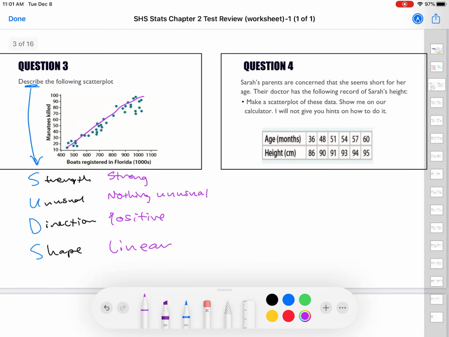All right, question number 4. Sarah's parents are concerned that she may seem short for her age. The doctor has the following record of Sarah's height. Make a scatter plot of this data. So let's go ahead and put this into our calculator. Before I do that, I'm just going to do this.